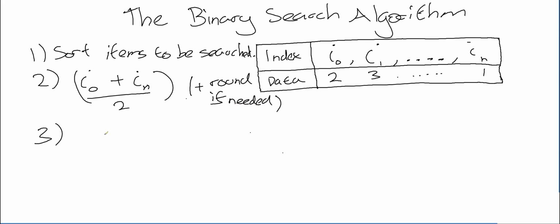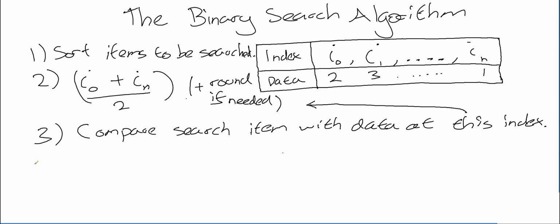What we then got to do is, with the index that we get from this calculation, compare the value that we're searching for with the data at that index. And then we've got a choice. If the data at this index is the data that we're searching for, the search is complete because we found the index that the search term is stored at.